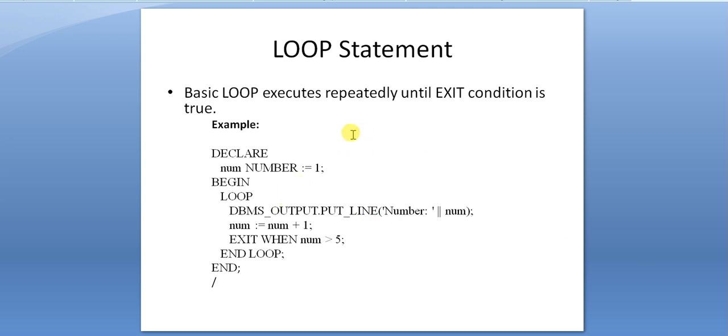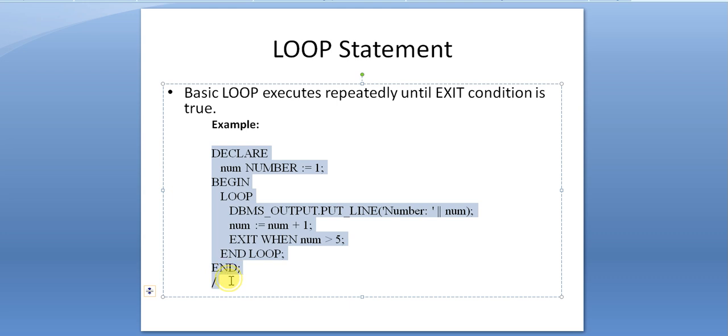Next, loop statements. The loop will execute until the exit condition is true. Here the number is defined as number, and we are asking to start from the number 1. The loop begin statement will contain the logic part. dbms_output.put_line, we are printing the number. So number is 1, and the logic will work: number equal to number plus 1. Exit when number is greater than 5. Okay.